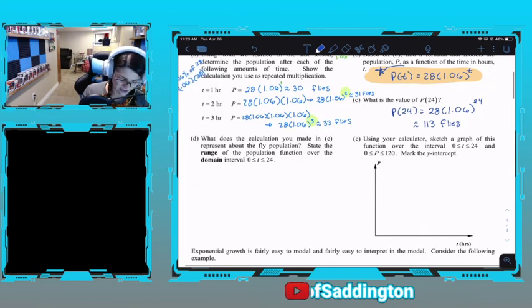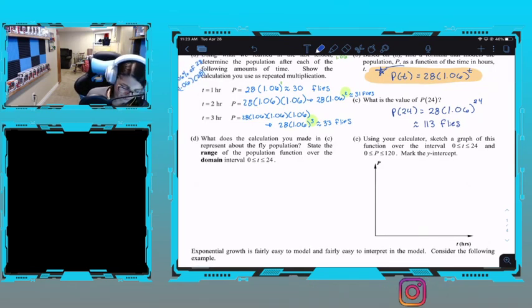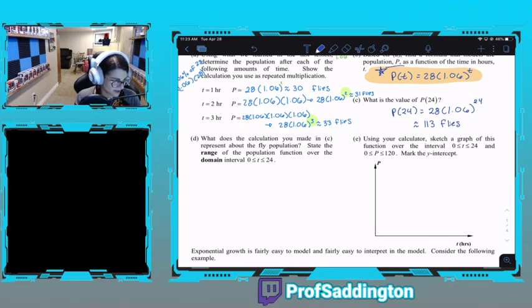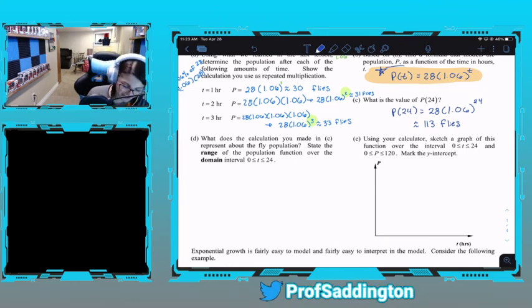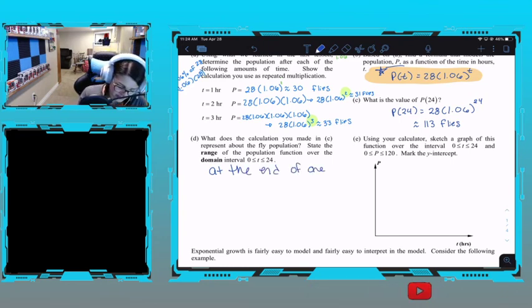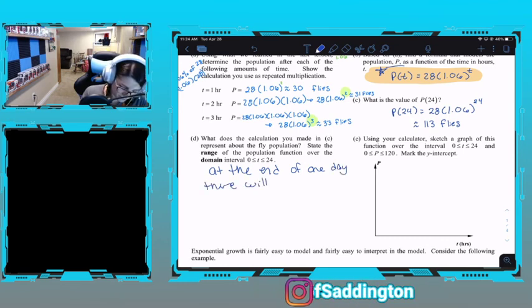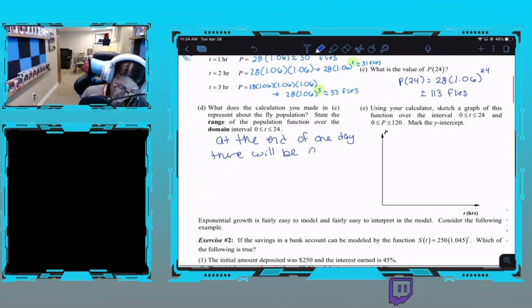So D says, what does the calculation you made in part C represent about the fly population? State the range of the population over the domain. So our answer in part C means at the end of one day, which is just 24 hours, there will be about 113 fruit flies.